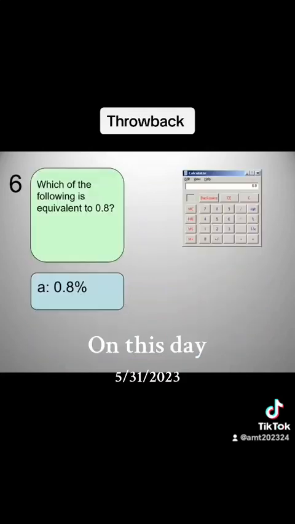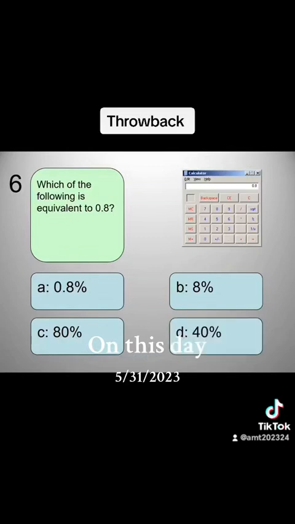Question number 6. Which of the following is equivalent to 0.8 as a percentage? So I'm going to multiply by 100. A decimal to a percentage, I'll multiply by 100. If it helps, I can write it as 0.80. The decimal point moves 2 places to the right, so it will appear there. So the answer will just be 80%, or 80.0%, which is the same as saying 80%. That's going to be option C, guys.